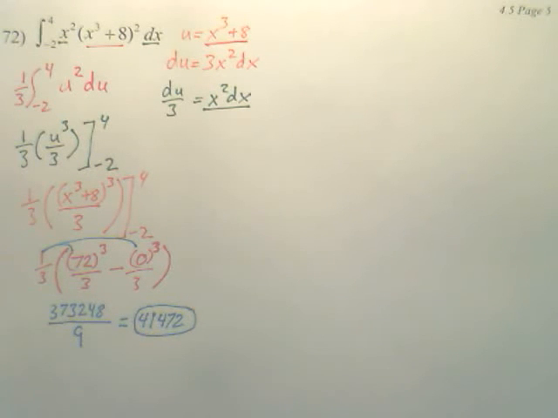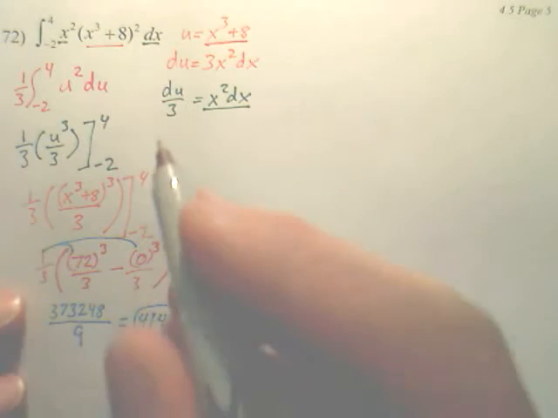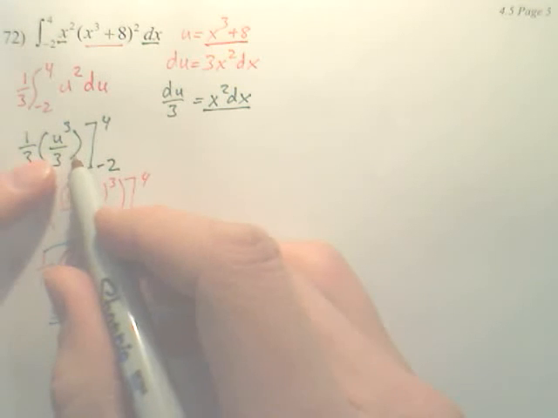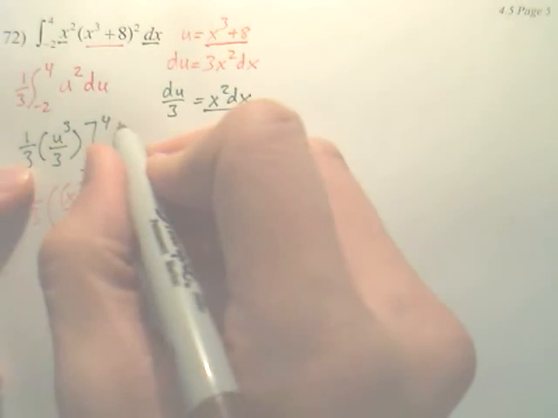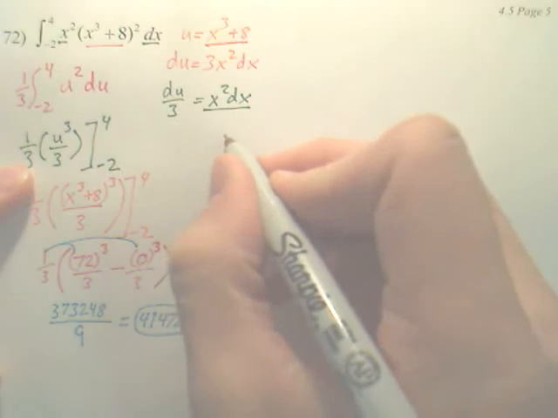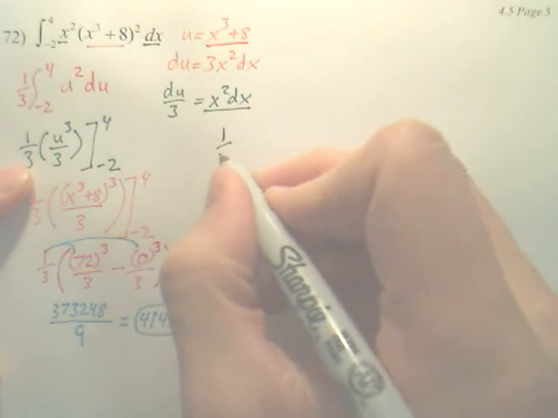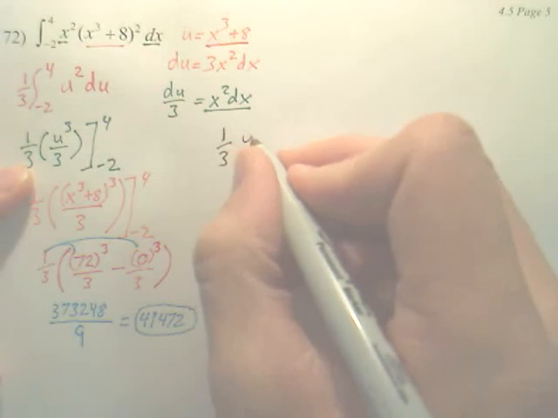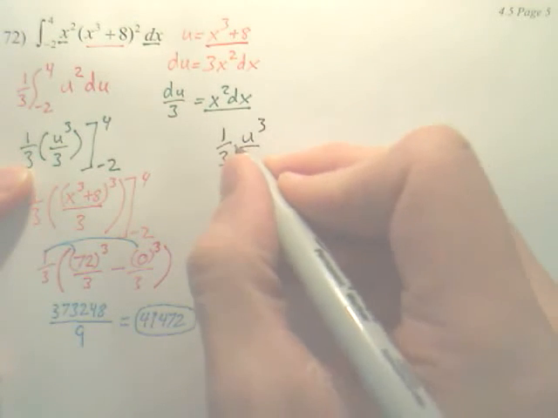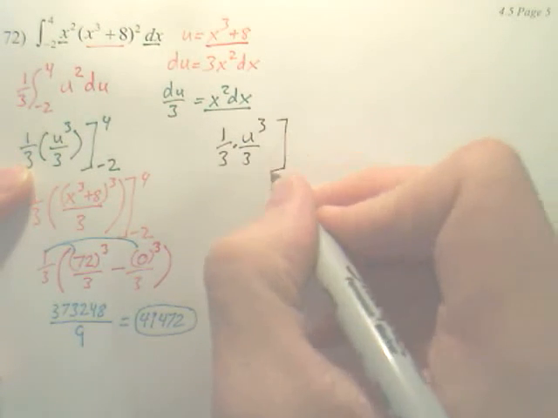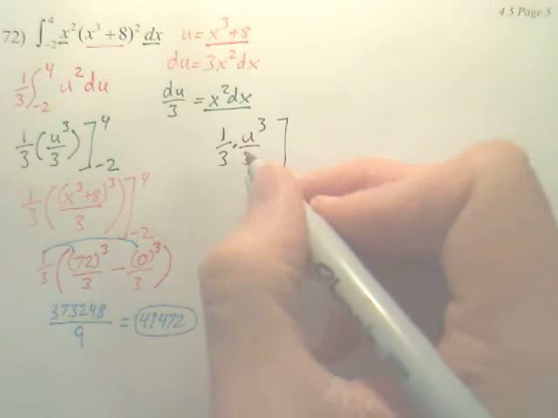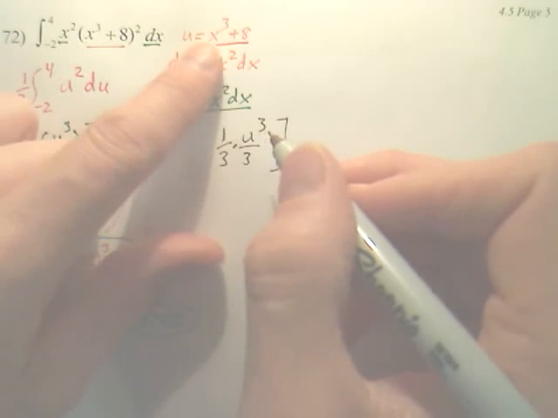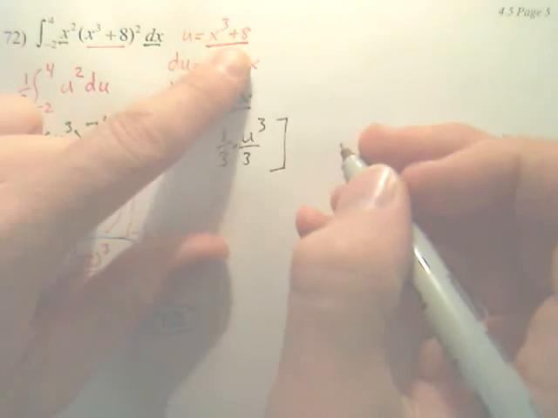Now, there is another way of doing this. And this way is also very important to know. It's right here. I'm going to leave this, but I'm going to change these intervals. I'm going to take the 1/3 u to the 3rd over 3, but I'm going to leave it in u's, but I'm going to change 4 and -2 to be in u terms. So I'm going to go up to u here. U is x cubed plus 8.